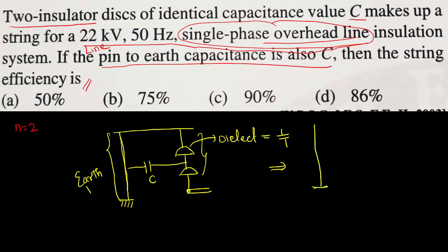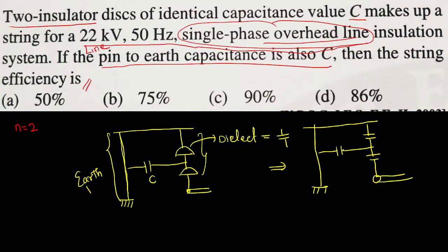Once again, this is the pole, this is the cross arm. I can replace it by a capacitor. So there are two capacitors. I am attaching them with the transmission line. In between there is one more capacitor. That is the pin to earth capacitor.